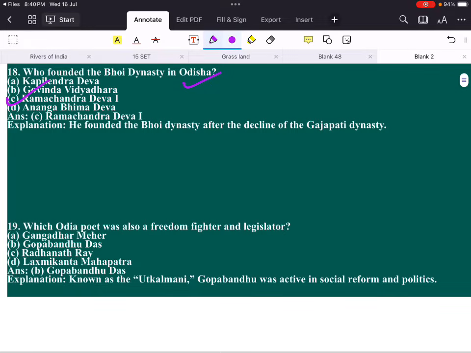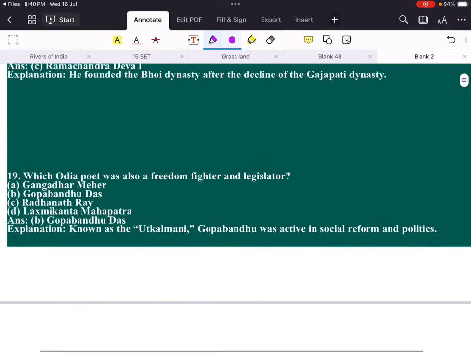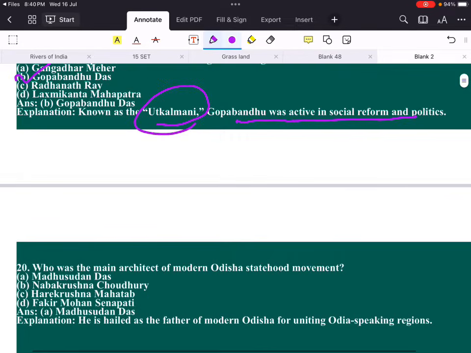Which Odia poet was also a freedom fighter and legislator? That is option B, Gopabandhu Das, known as Utkalamani. Gopabandhu was active in social reform and politics.